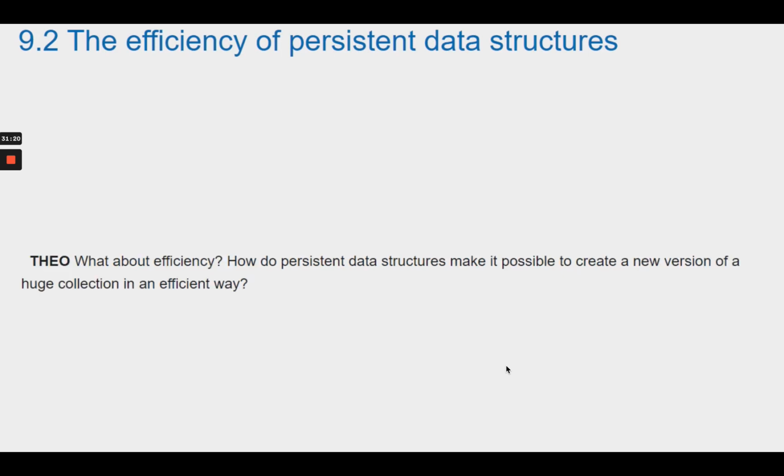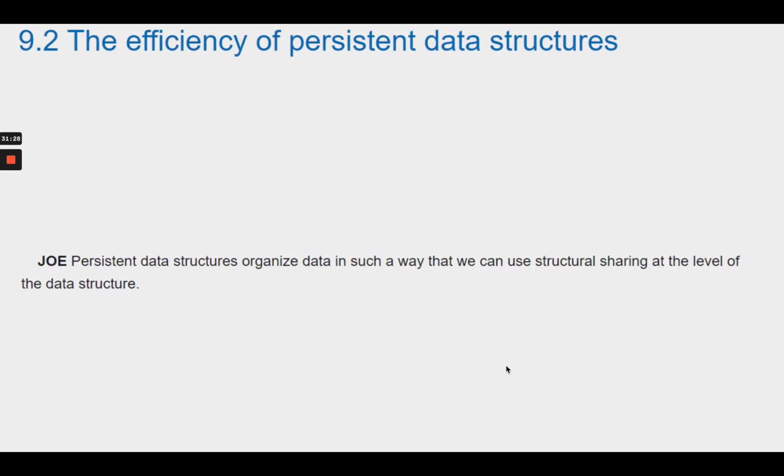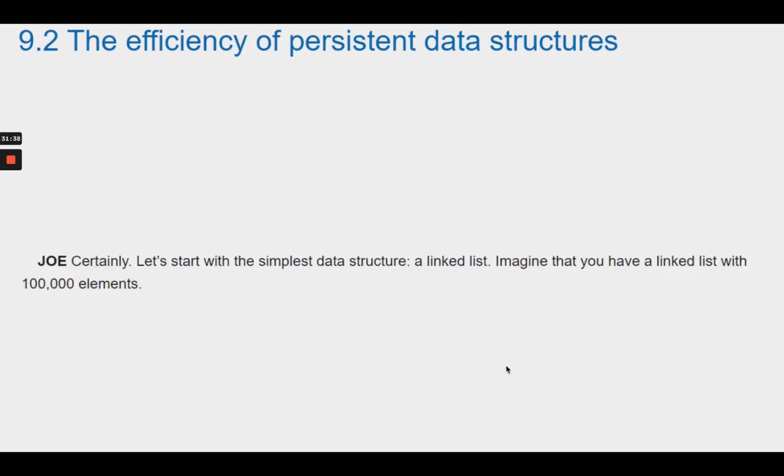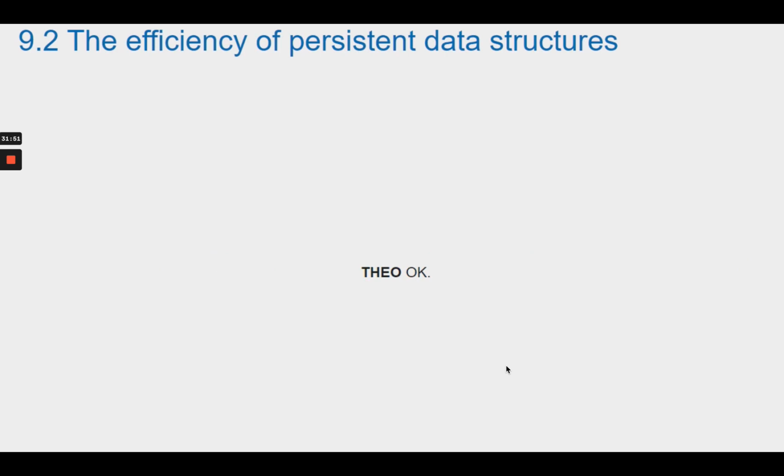Theo, what about efficiency? How do persistent data structures make it possible to create a new version of a huge collection in an efficient way? Joe, persistent data structures organize data in such a way that we can use structural sharing at the level of the data structure. Theo, could you explain? Joe, certainly. Let's start with the simplest data structure, a linked list. Imagine that you have a linked list with 100,000 elements. Theo, okay.